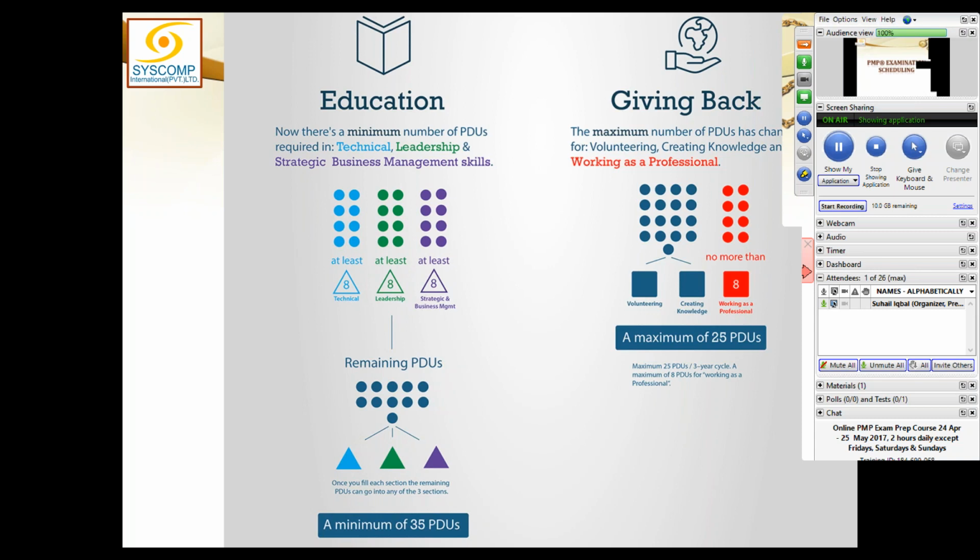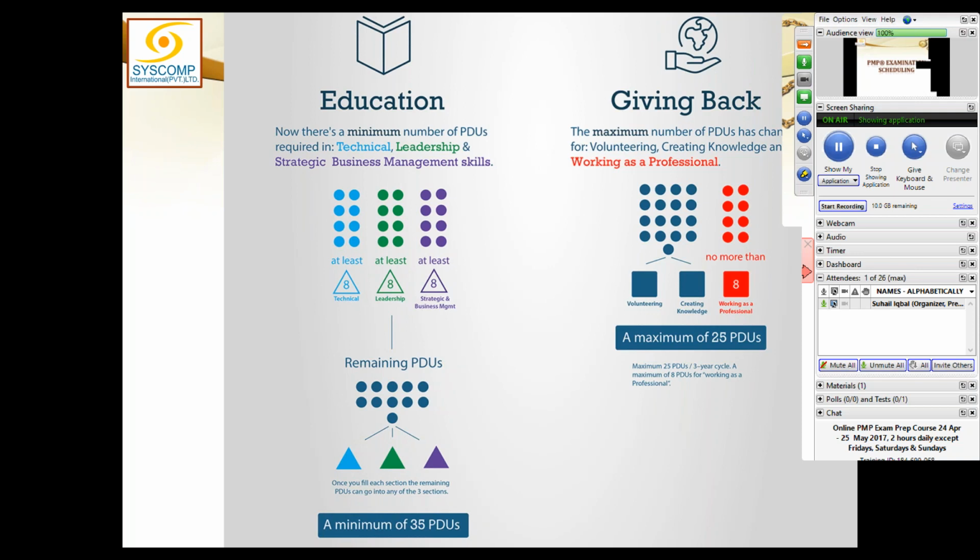No, sir. You have to have at least 8 in technical, 8 in leadership, and 8 in strategic and business management. So these 24 are compulsorily to be 8 each. Remaining, you can have all remaining PDUs maybe from education. Our minimum of 35 PDUs are to be from the education.